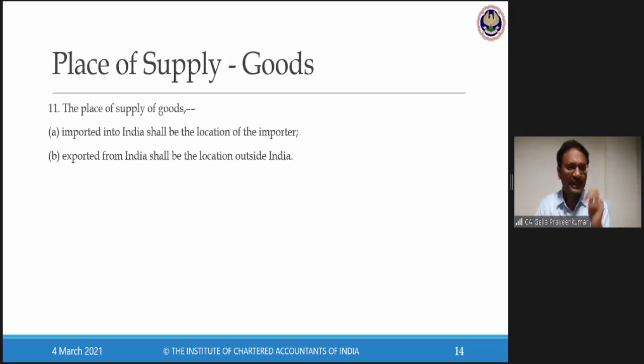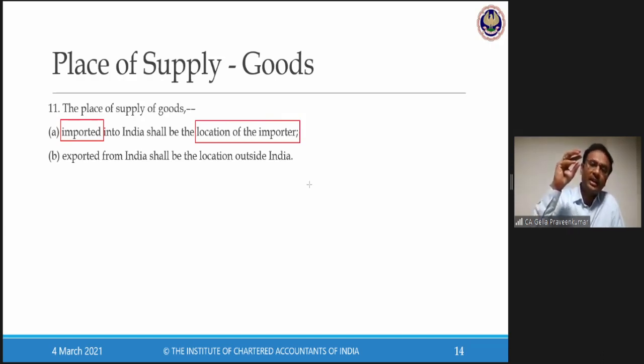In relation to section 11, when the goods are imported into India, the goods where the importer is there, that shall be your place of supply. I draw your attention: in relation to import, my place of supply shall be the location of the importer. So if there is an import of goods from Iran by an importer in the state of Punjab, then Punjab shall be your place of supply.